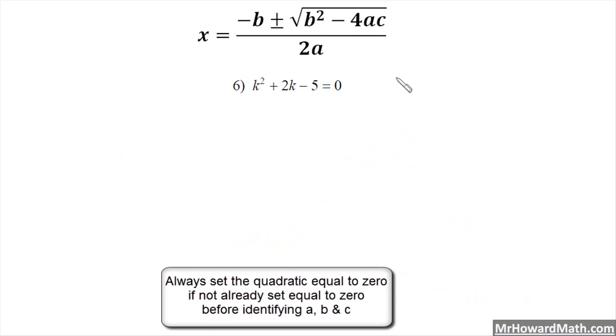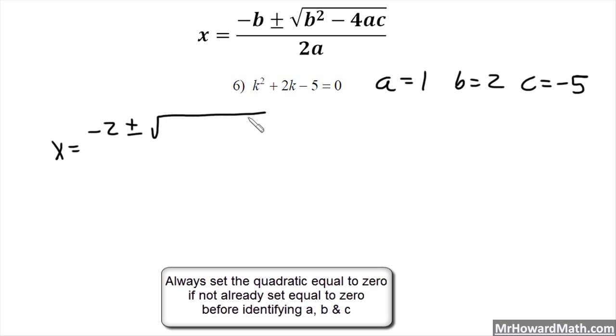Okay, next example, our a value here is 1, b value 2, c value negative 5. That's always our first step, identify those. Now fill in the quadratic formula. X equals negative b would be negative 2 plus or minus the square root of b squared would be 2 squared, so 4. We'll subtract 4 times a is 1 times c is negative 5 all over 2 times a is 1 again, so 2 times 1 is 2.